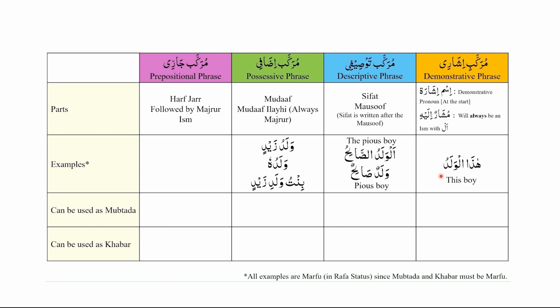We studied that both mubtada and khabar need to be marfu. Both mubtada and khabar must be marfu in a Jumla Ismiyah. We can identify the status of Murakkab Ishari by the status of Musharun ilayh. Since the Musharun ilayh is marfu, this will make the entire Murakkab Ishari marfu. Next, we studied that mubtada should be marifa or definite, and khabar should be indefinite or nakra.